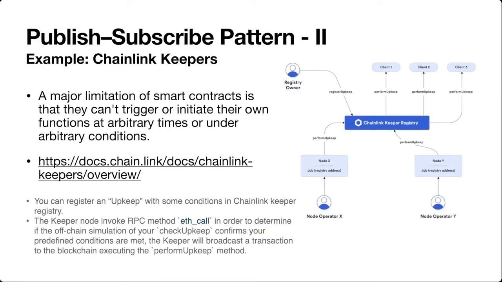This is an example. Chainlink provides a Keepers service to help implement the pub/sub oracle pattern. A major limitation of smart contracts is that they cannot trigger or initiate their own functions at arbitrary times or under arbitrary conditions. You can follow this link to see the Chainlink Keepers service details.